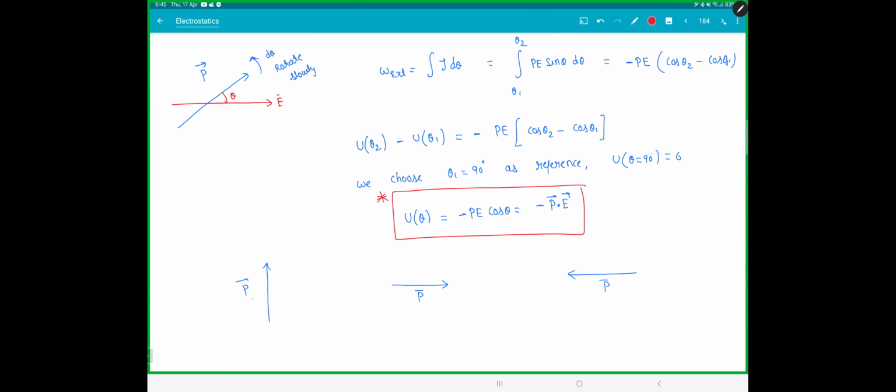So if you look at the cases here, if you have taken E bar like this, they're perpendicular. So theta is 90. So this is your reference line. The potential energy is 0, torque is maximum. If P bar and E bar are parallel, potential energy is minimum, torque is 0. This is a stable equilibrium. If you disturb this, this will oscillate in SHM.